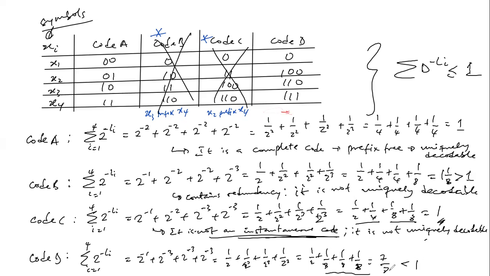This is less than 1. And here we can see that it is prefix free. This is prefix free, and it is uniquely decodable. So technically, we can actually make use of code A and code D.